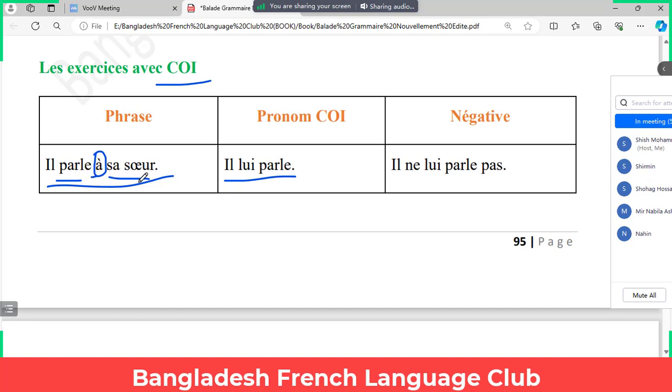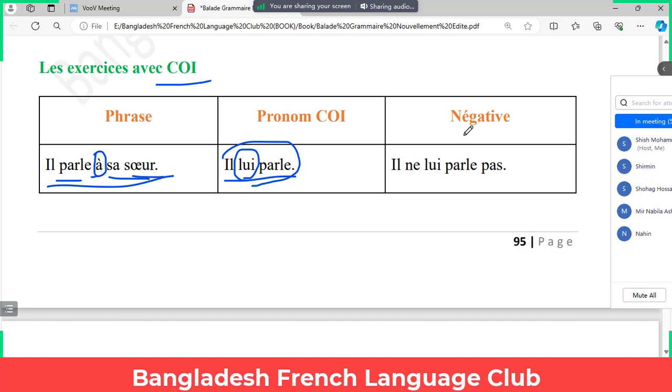So il parle à sa sœur means he is talking to his sister. Now the meaning of the sentence with the indirect object complement, il lui parle, means he is talking to her. The lui is giving the meaning of her, as it is feminine.